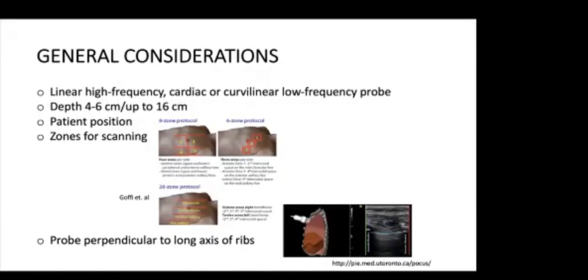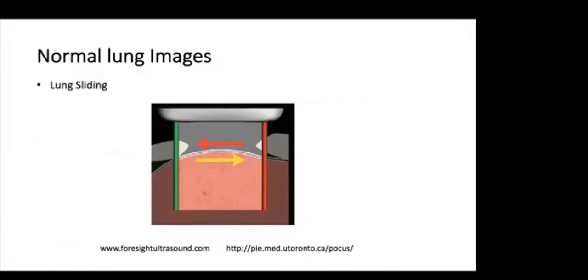The classical image will be 2 ribs at the edges of the image. In the middle, from the top to the bottom, we have the muscle, the pleural line, here represented by the blue line, and lung tissue. When visualizing the pleural line, we can see movement. In this image, the arrows indicate the parietal and visceral pleura sliding one on top of the other. This is called lung sliding and is a normal lung image.